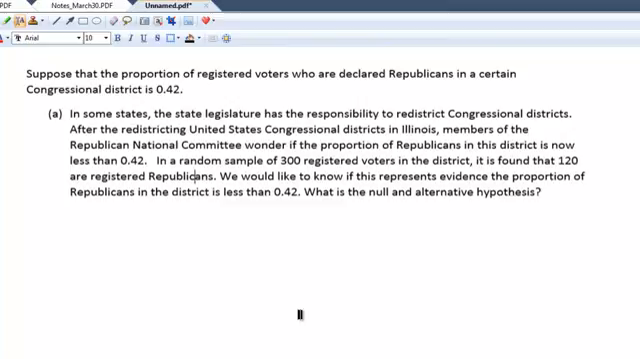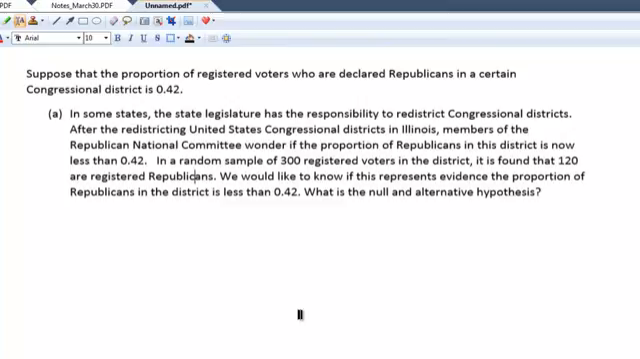0.42. In some states, including the state of Illinois, the state legislature has the responsibility to redistrict congressional districts. After redistricting United States congressional districts in Illinois, members of the Republican National Committee wonder if the proportion of Republicans in this district is now less than 0.42. In other words, the redistricting wasn't favorable to Republicans for that particular district.